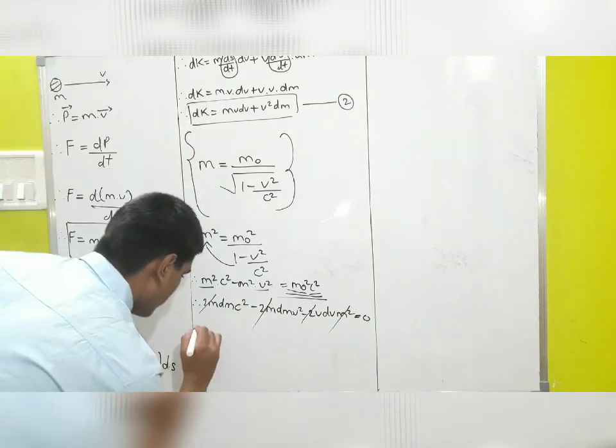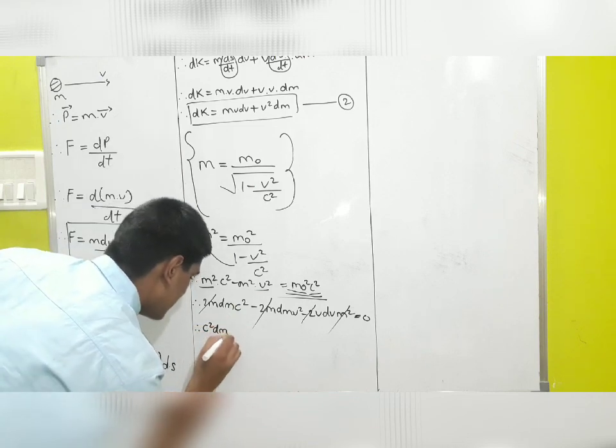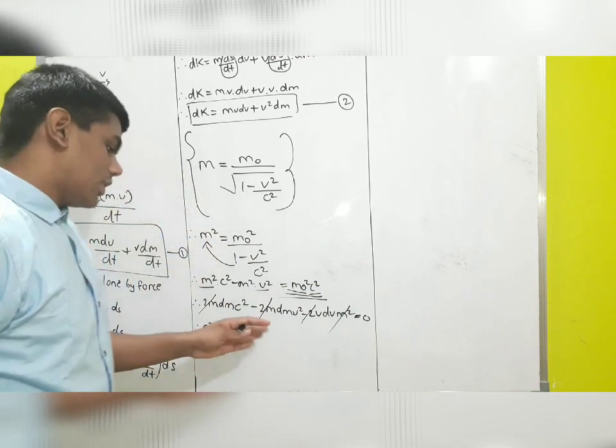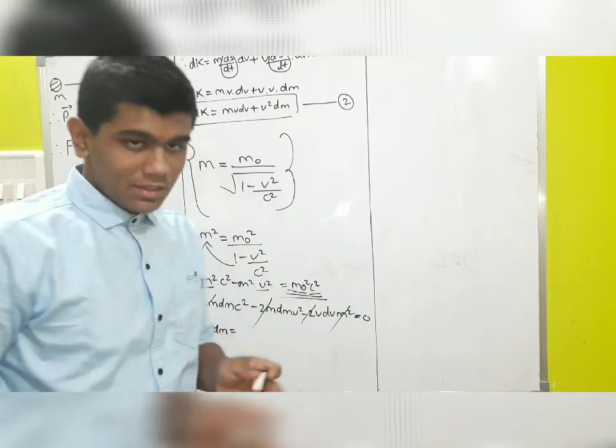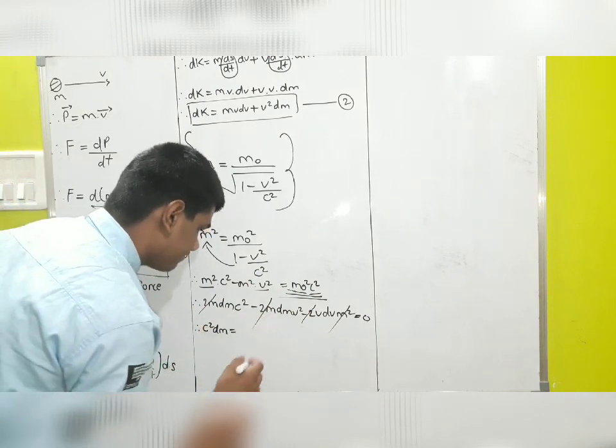Okay, so let's write the final answer. That is c square we will take first, dm. Now we'll transfer these things to there because that's 0, and here calculation will also be good because here positive sign will come. Yeah, so let's transfer the things. Here I will transfer there.